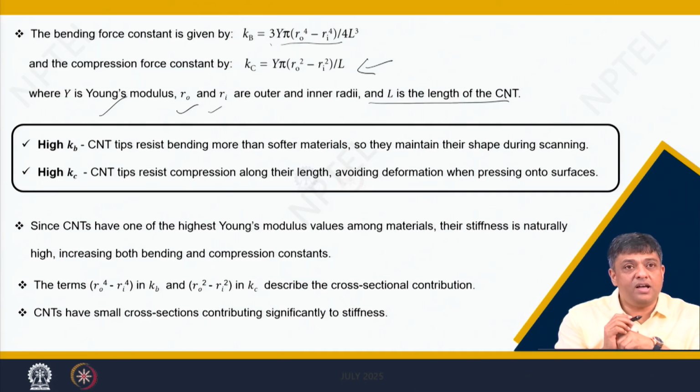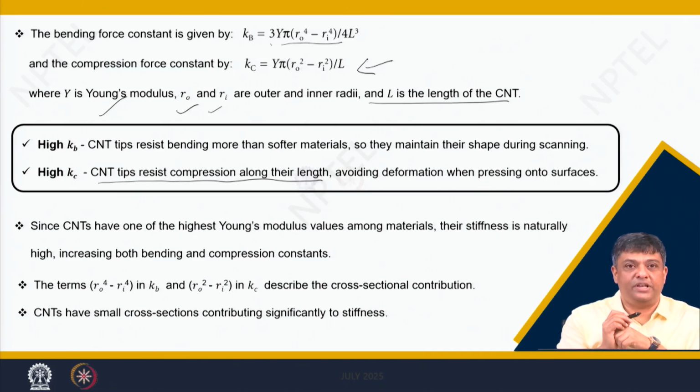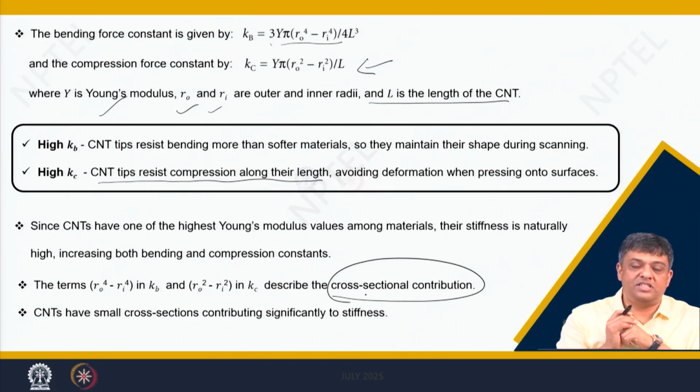Now, because of high Kb, CNTs would resist deformations against bending, and high Kc means the CNT tips will resist compression along their length and avoid deformation. So, you have both stability in the cross sectional view. If you look, in x direction and y direction, you have the stabilities.